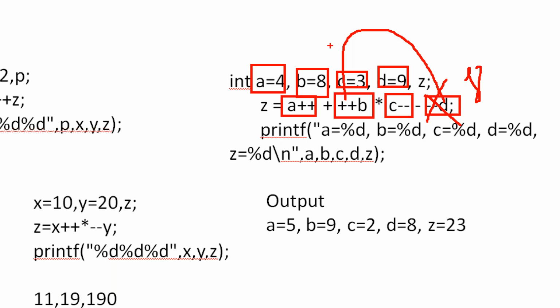Plus plus b, it is also 9. Okay, a, it is 4. And c is how much here? 3 only. 4 plus 9, 13. 13 plus 3, 16.